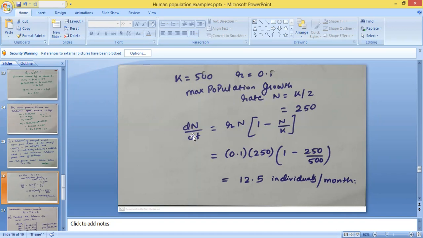So dN by dt, which we need to find out, is equal to r into N into 1 minus N by K. r is the growth rate, that is 0.1. N value is K divided by 2, and 1 minus 250 by 500. So dN by dt is coming out to be 12.5 individuals per month. This type of question is rare, but since we have introduced a formula, I have added one of the questions for your reference.